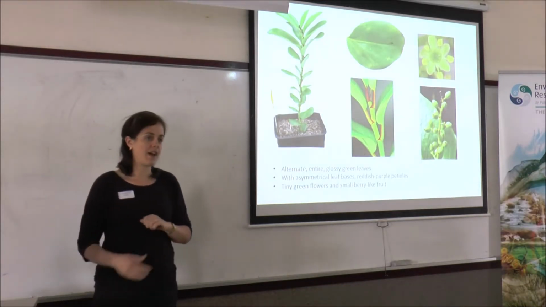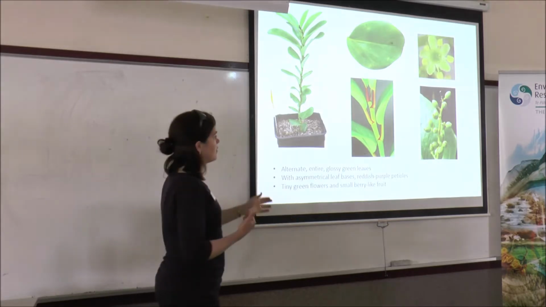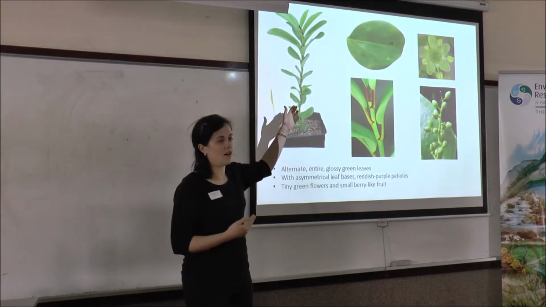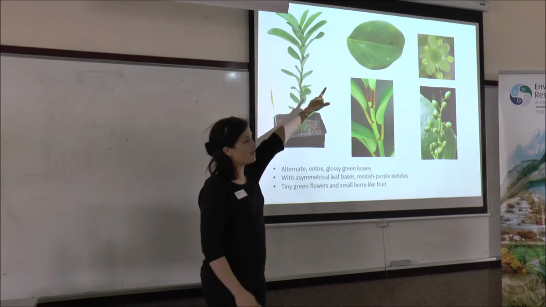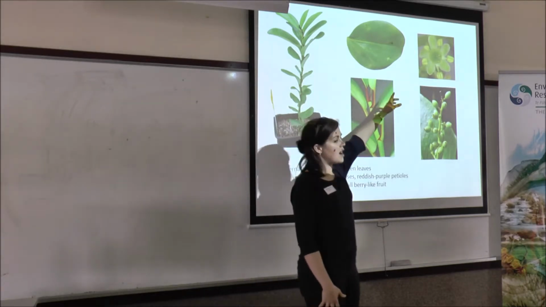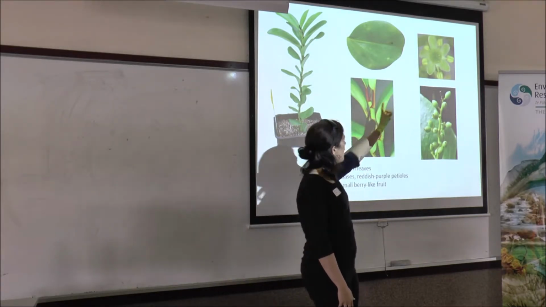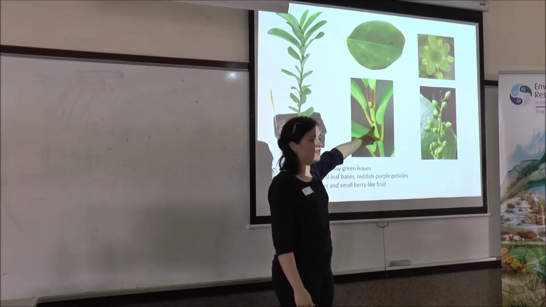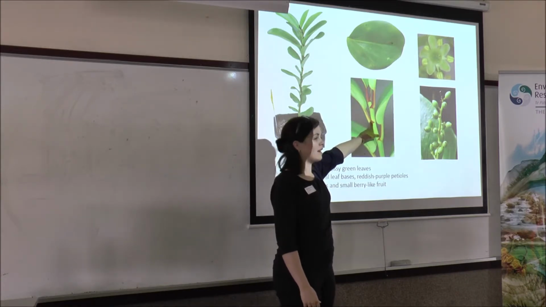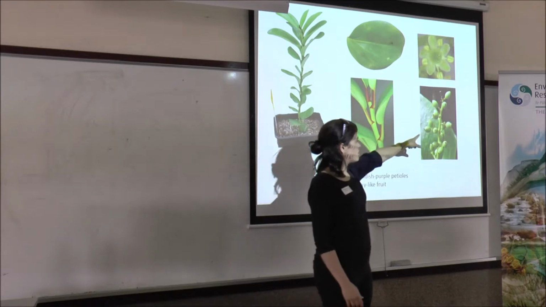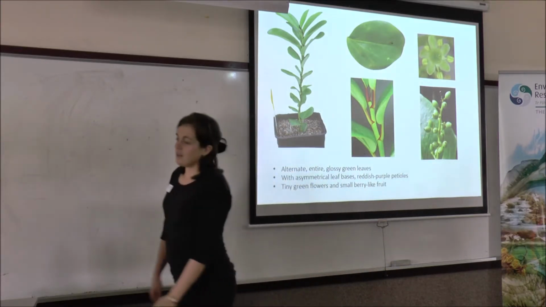So with our mystery plant, I've put together our clues. We know that the leaves are alternate. We know that they're simple and entire. We know it has tiny little flowers, and it has these clasping leaf bases or petioles that are reddish in colour, and it has green berry-like fruit.